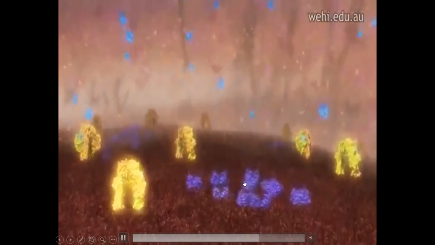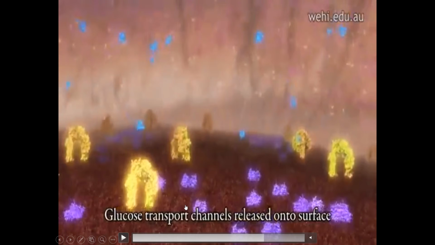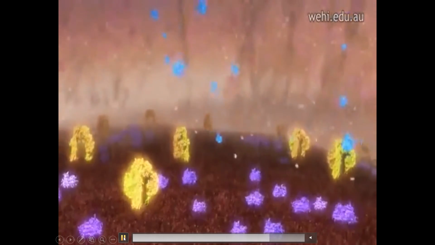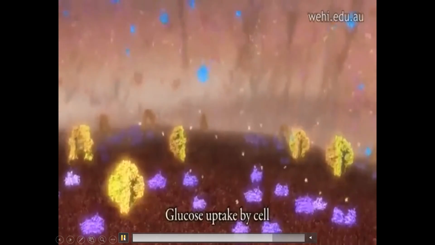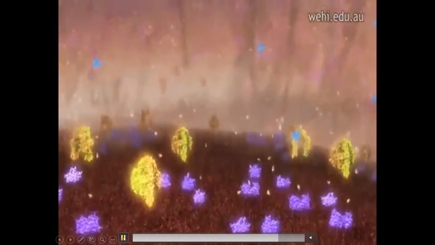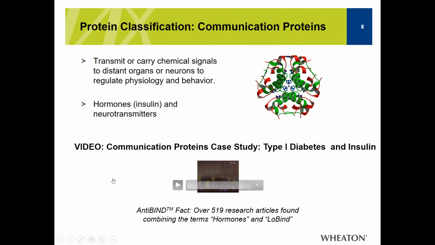You're going to have the glucose transport channel proteins. We'll be discussing transport proteins in a later section, but these transport proteins are going to open up or become activated, and then they're going to take in the glucose from the outside matrix into the cells. So this is why insulin is very important in the uptake of glucose.